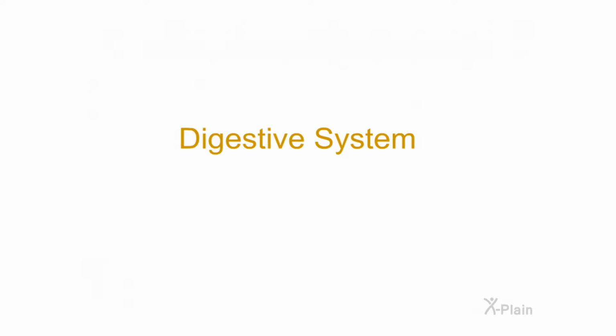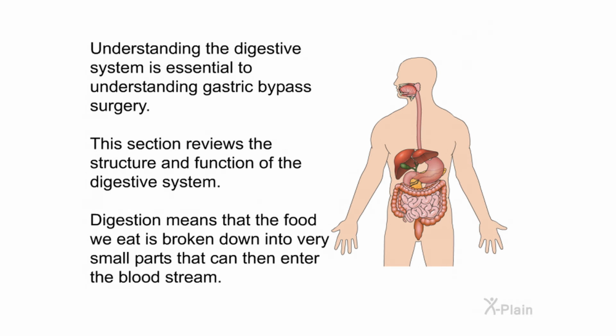Digestive system. Understanding the digestive system is essential to understanding gastric bypass surgery. This section reviews the structure and function of the digestive system. Digestion means that the food we eat is broken down into very small parts that can then enter the bloodstream.